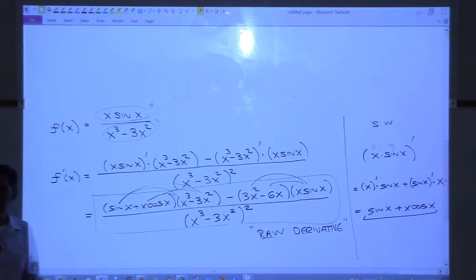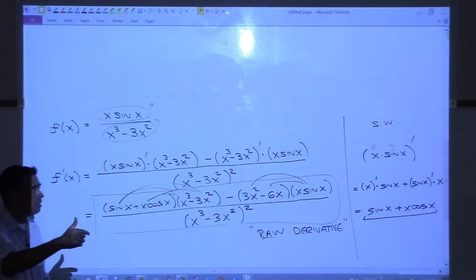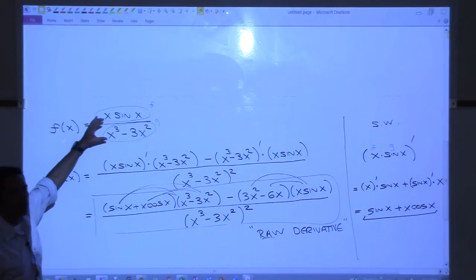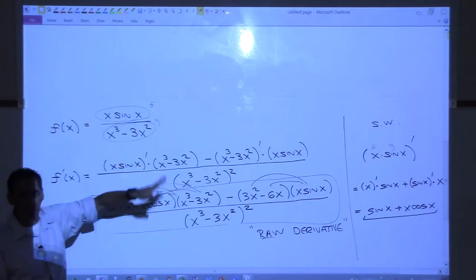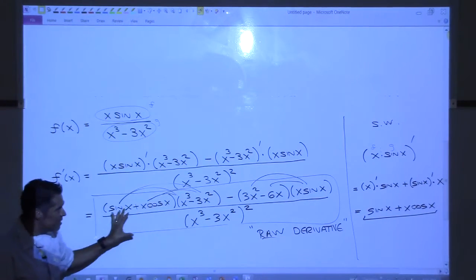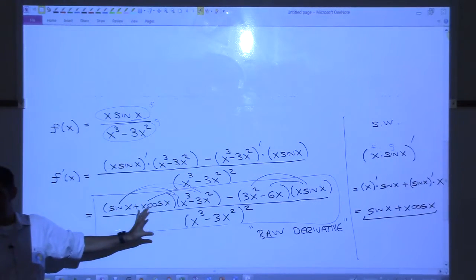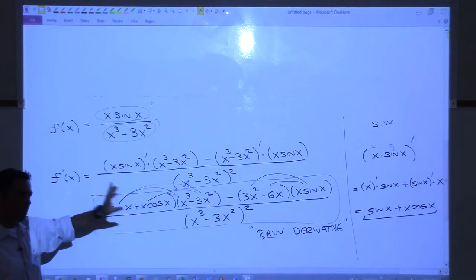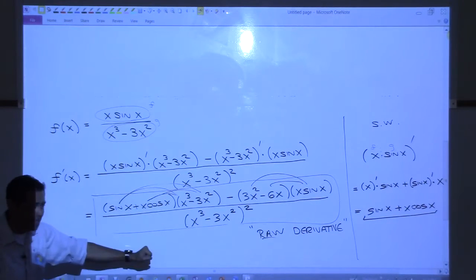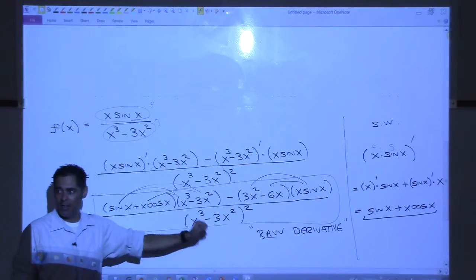Now, keep in mind that later on, we're going to want to figure out where this thing has peaks and valleys. So we're going to want to set this equal to 0. So we're going to have to do algebra on this at some point. It's just not yet. Right now, we just make sure mechanically we can get to this, right? Then we do the algebra.